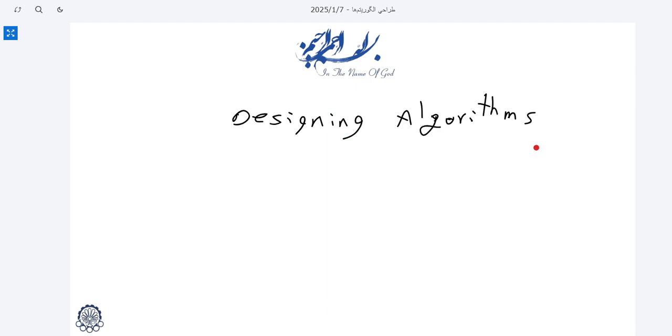Our approach: there are some general methods that we can use for designing algorithms. We are going to talk about these general methods. In this course, we study three methods that we write the names here.